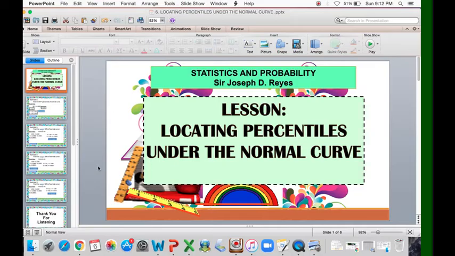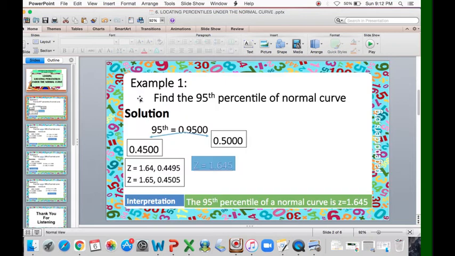Thanks! And now let's proceed to our main topic for today, which is all about locating percentiles under the normal curve. So let's have the first example. Example 1. Find the 95th percentile of the normal curve. So for the solution, we have the 95th, right? And that 95th is equivalent to 0.9500.